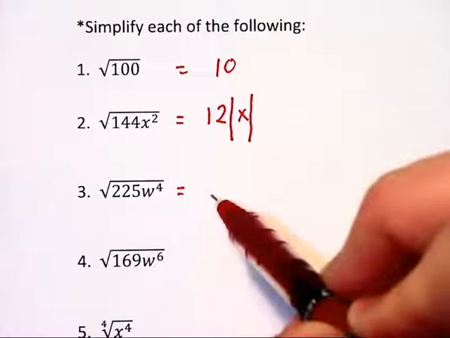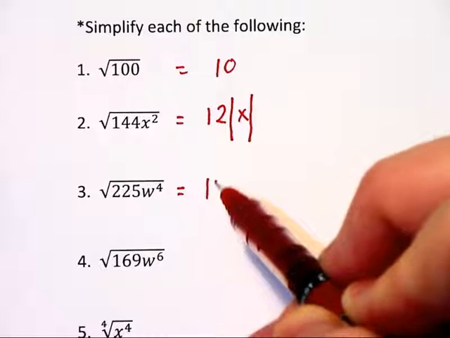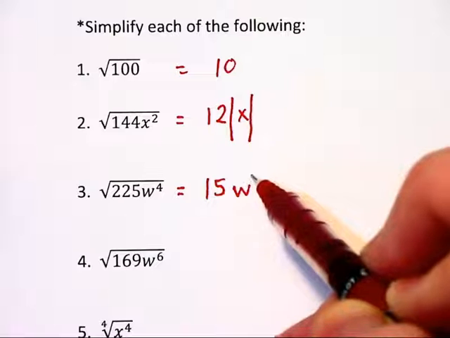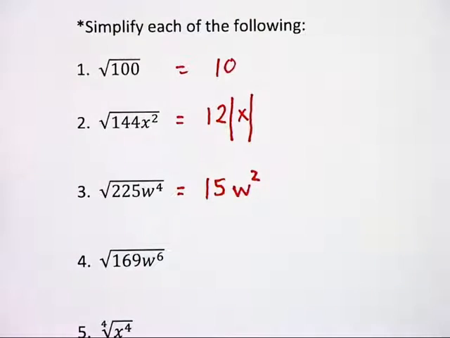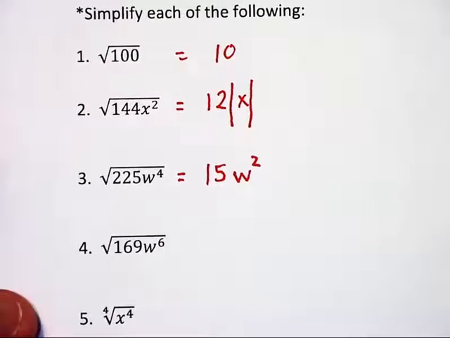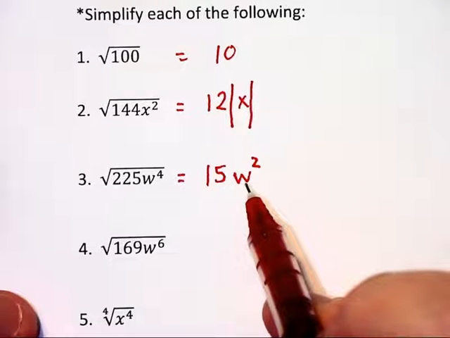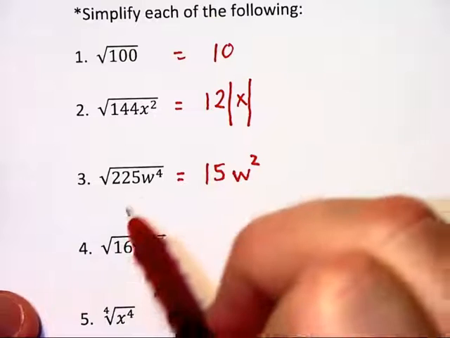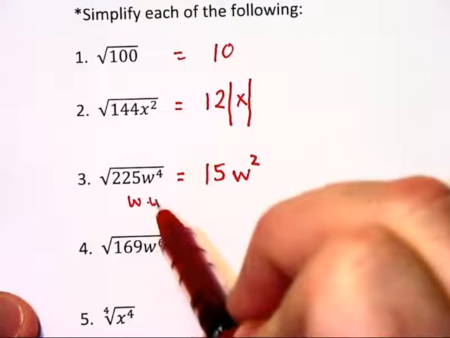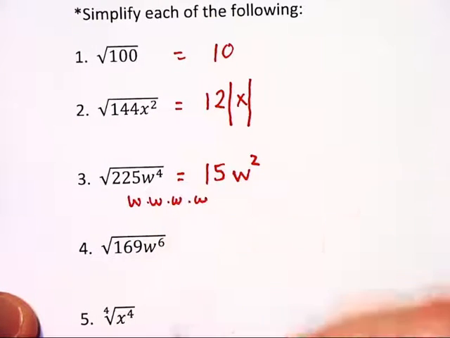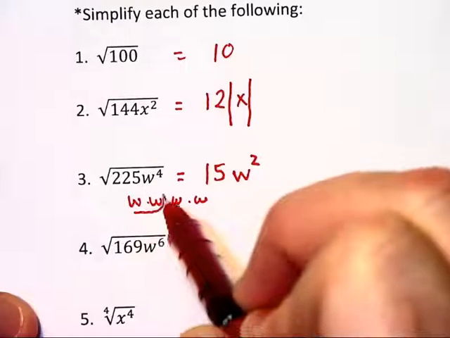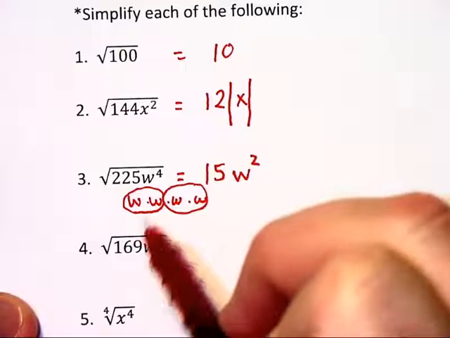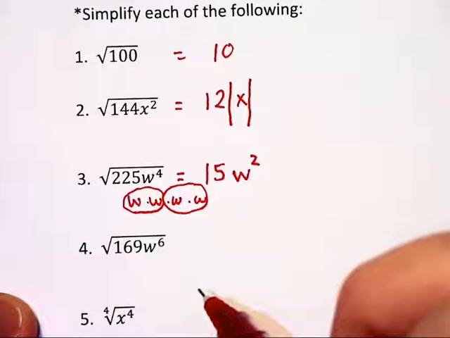Now on the next problem, the square root of 225 is 15. And the square root of w to the fourth is w squared. We don't need absolute values around the w squared because it's assumed to be positive anyways. Now let's look at that w to the fourth. Why do we have that? Well, w to the fourth is w times w times w times w, and the square root undoes squares. So there's a w squared, there is another w squared, bringing out a w and a w, making w squared.